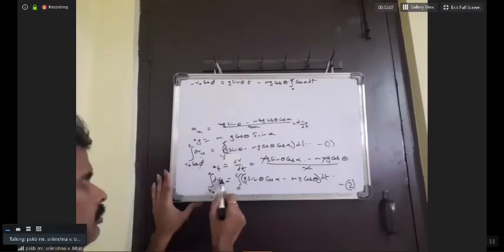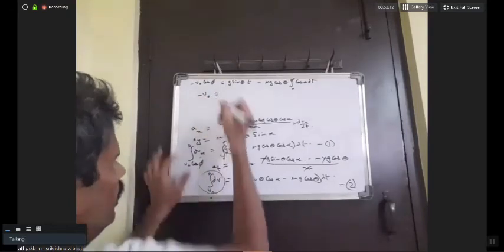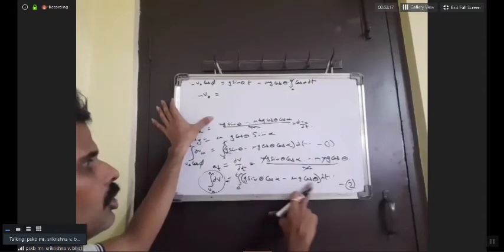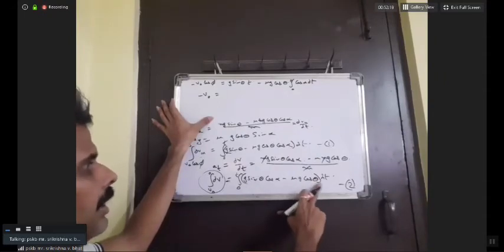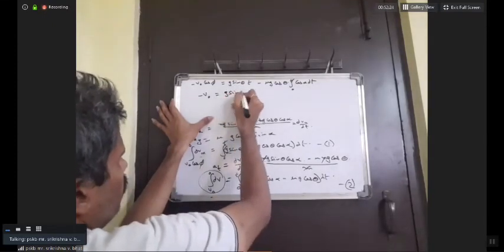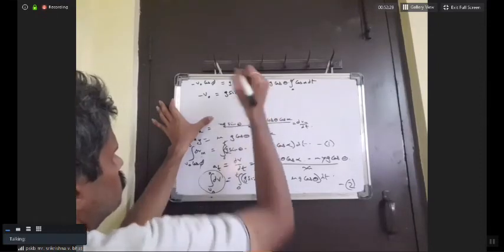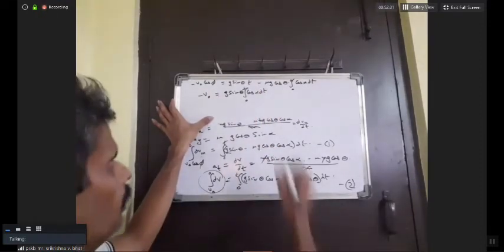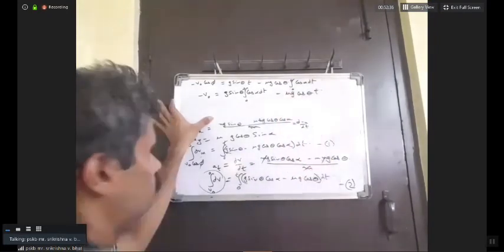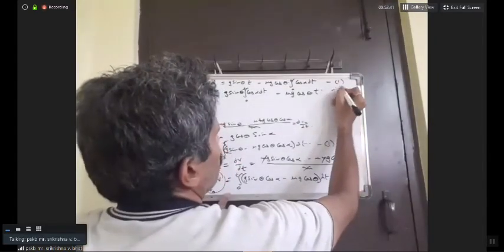Integration of dv here will be minus v naught. And in the integration of this quantity, g sin theta cos alpha is not a constant, but mu g cos theta is a constant. So mu g cos theta integration will be mu g cos theta into t. So you can write this as g sin theta into integration of cos alpha dt minus mu g cos theta into t. So this is the other equation. So this is 1 and this is 2.